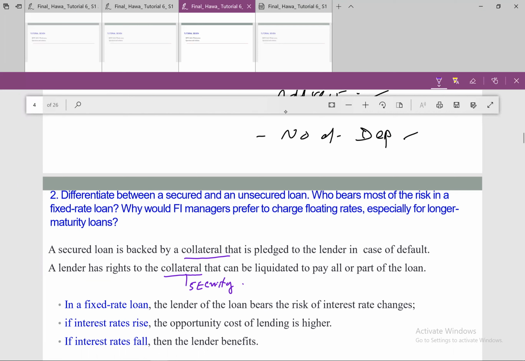So the lender has a right to the collateral that can be liquidated to pay all or part of the loan.